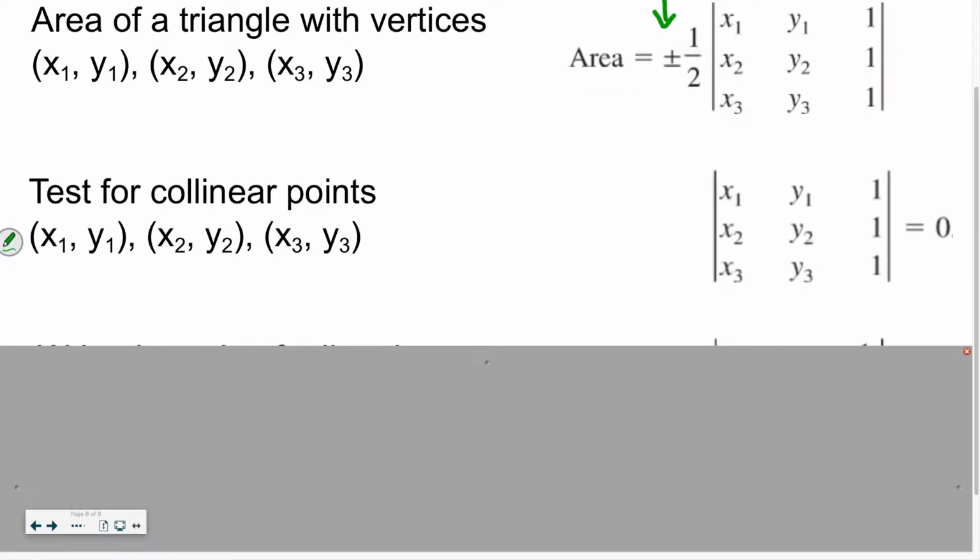Okay, so the test for collinearity really kind of piggybacks off of the area of a triangle. In order for your 3 points to be on the same line, that means they're actually not a triangle. So then the determinant has to equal 0. It's the only way those 3 points will be on the same line. If your determinant equals anything besides 0, then you could multiply by plus or minus 1/2 and you could get an area of a triangle, however small that may be. Okay, so that would mean that they are not collinear.